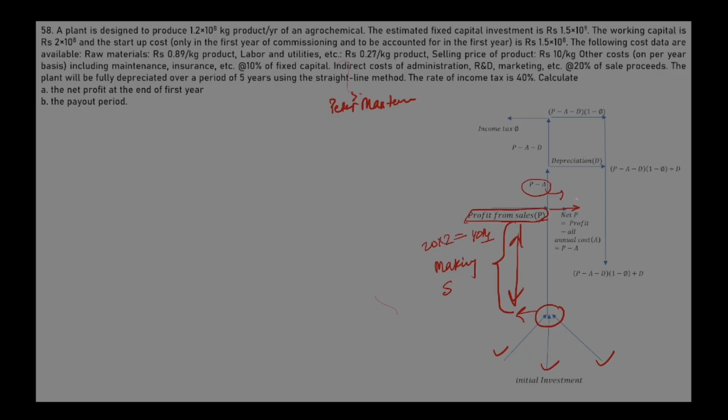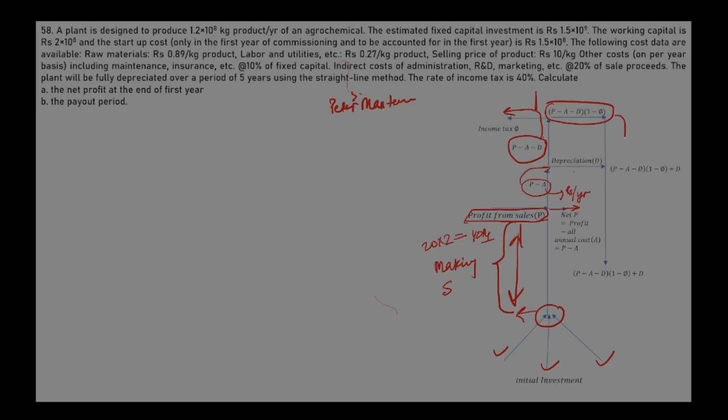Maintenance is there, insurance is there, any cost which has rupees per year unit we will deduct. Now from this net profit we will subtract the depreciation. Then from this we will subtract the tax, and this is the profit after tax.